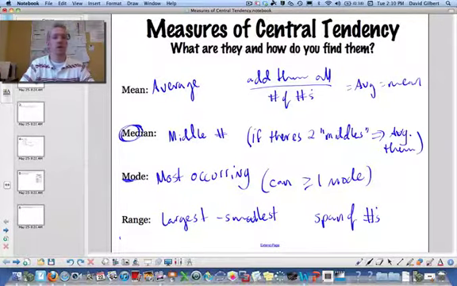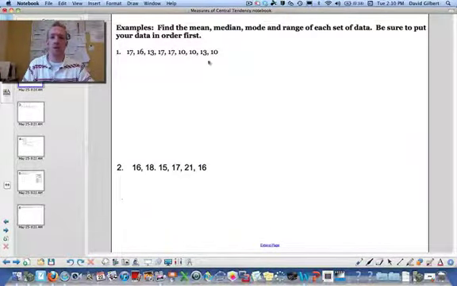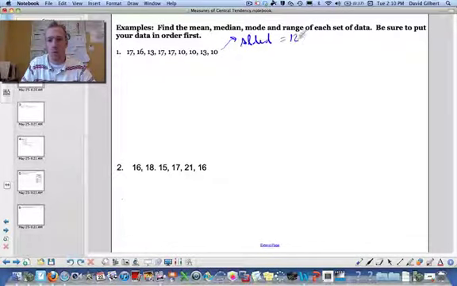So let's see this in action. Here we've got a list of numbers. We want to find the mean. The mean, we first have to add them all up. If we add up all these numbers, we get 123. I'm not going to waste your time or mine adding these for you to see. If you add them, you're going to get 123.